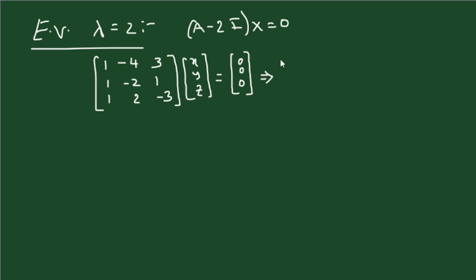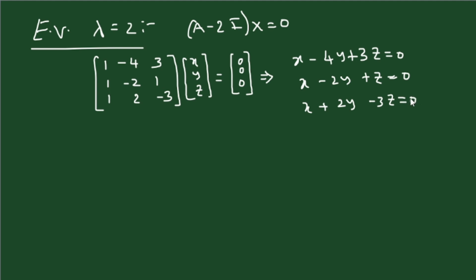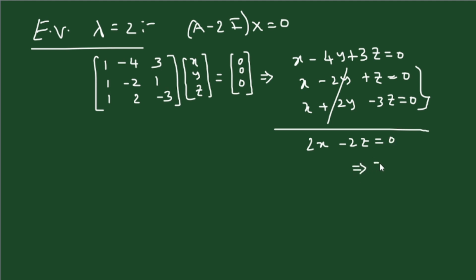So what are the equations? x minus 4y plus 3z equal to 0. x minus 2y plus z equal to 0. The third one is x plus 2y minus 3z equal to 0. So if you add these last two equations, what you will get? 2x, 2z... the 2y and 2y get cancelled. 2x minus 2z equal to 0. This implies x equal to z.